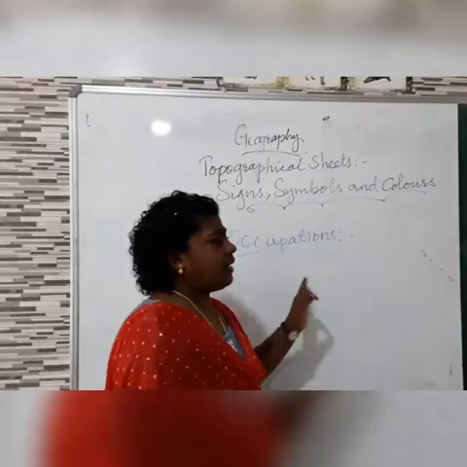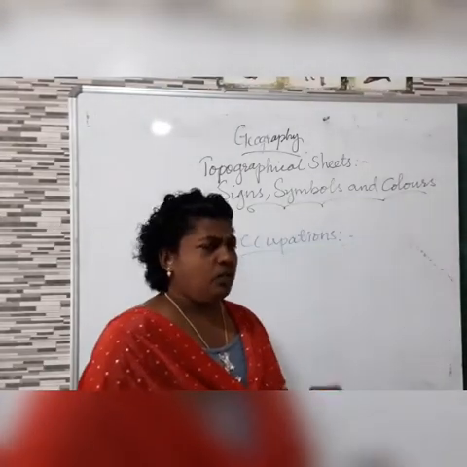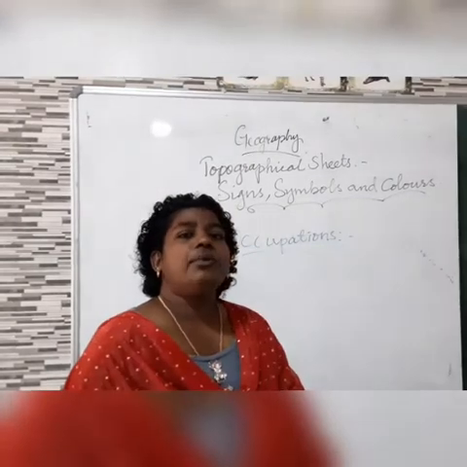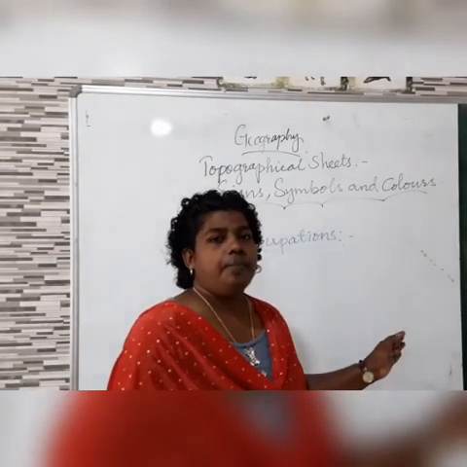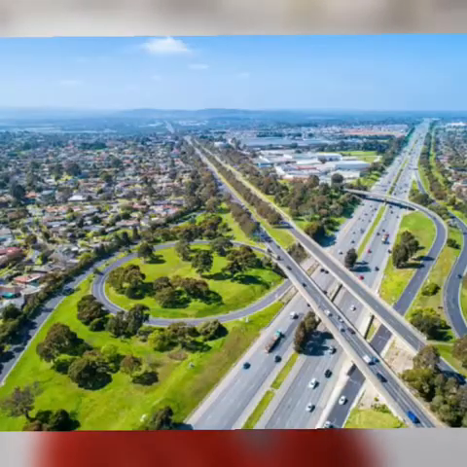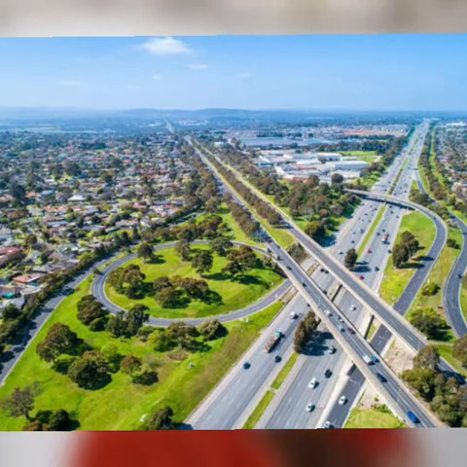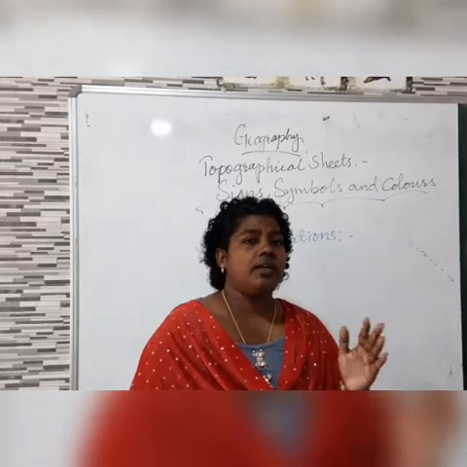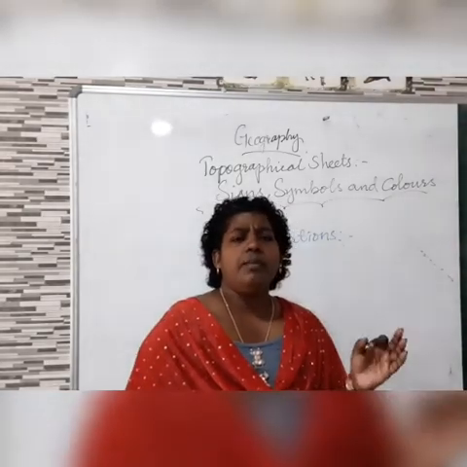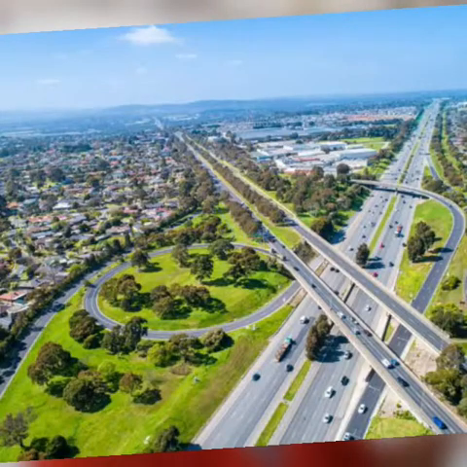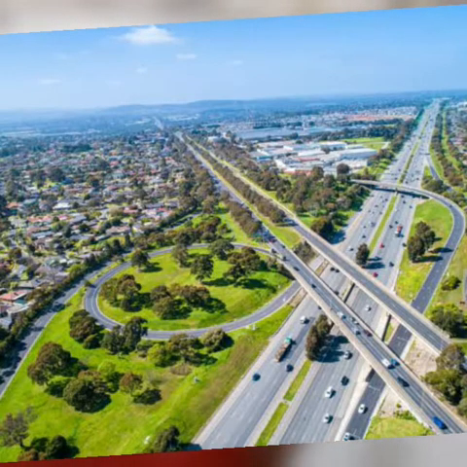Now, transport and communication. How will you find transport and communication in the topo sheet? Transport and communication will be found in different colors. That's why we learned about colors, isn't it? Two important colors are used in the topo sheet, red and black. When you look into the topo sheet, there will be a lot of red lines of various sizes marked there. In the same way, we can find the black colors.